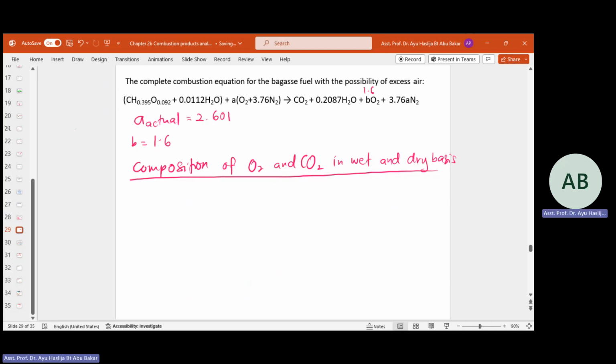The mole fraction tu. Composition means the mole fraction. Mole fraction of O2.